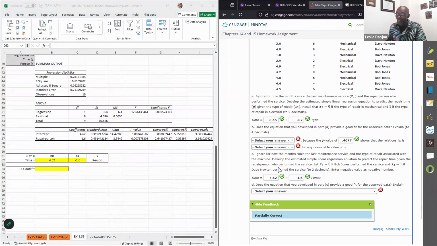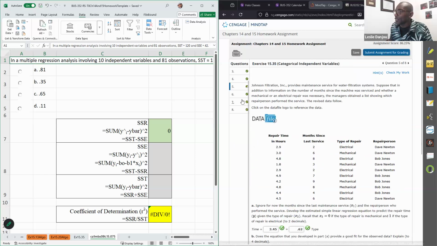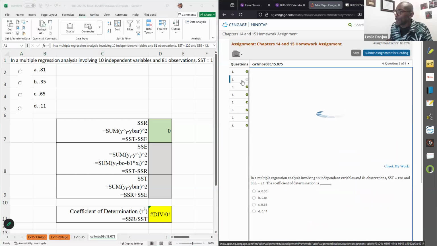Read into the problem, read why which answer is correct. Good work. Let's go to the last one. Multiple choice, 15.075. I'm going to go to this last one right here.